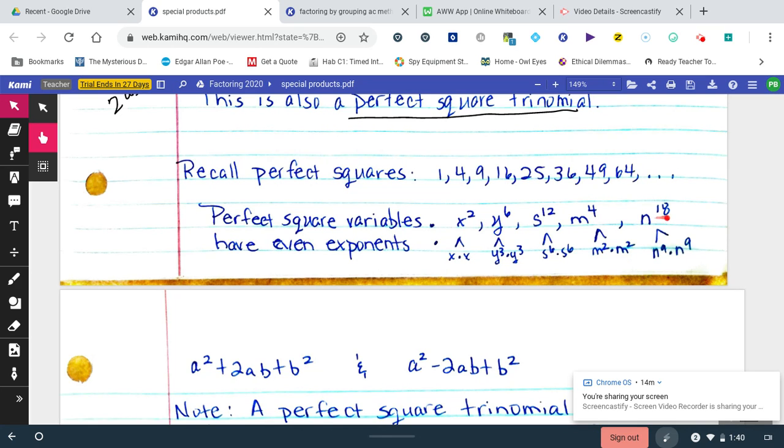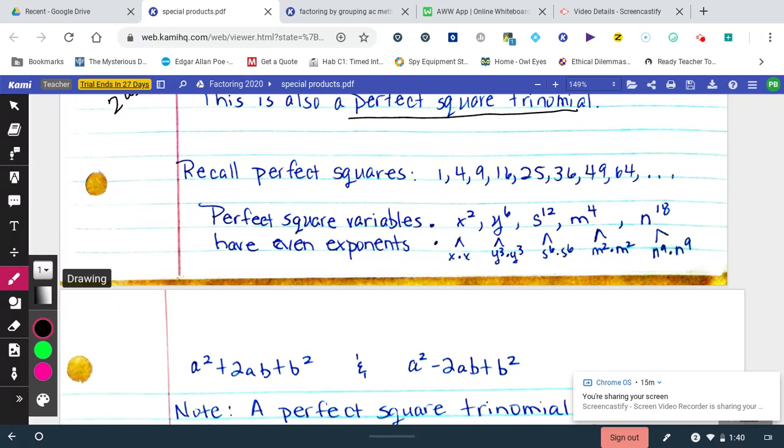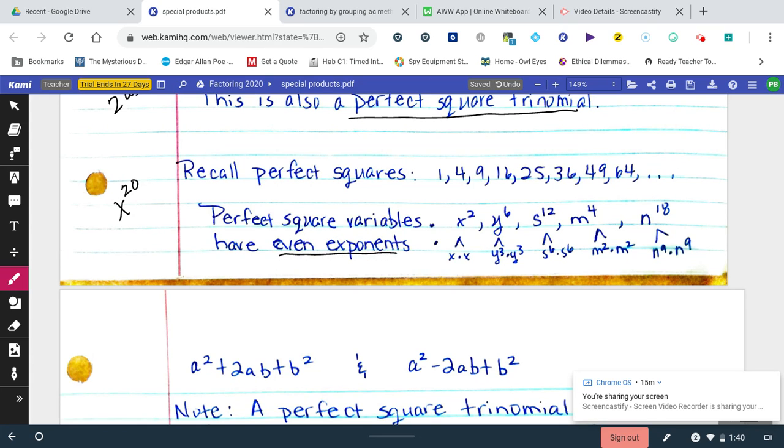n to the 18th is a perfect square. n to the 9th times n to the 9th gives you n to the 18th. You just add 9 plus 9 to get your 18 for your exponent. So keep in mind, if it's a perfect square variable, it has an even exponent. So if I ask you, let's say x to the 20th, is x to the 20th a perfect square, you should be able to tell me yes, because it has an even exponent.